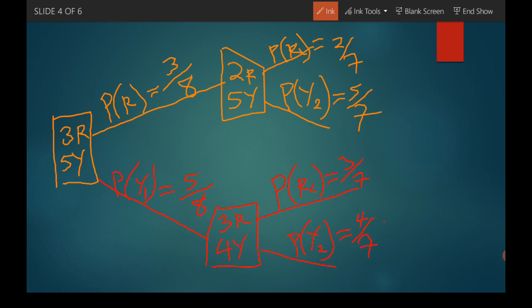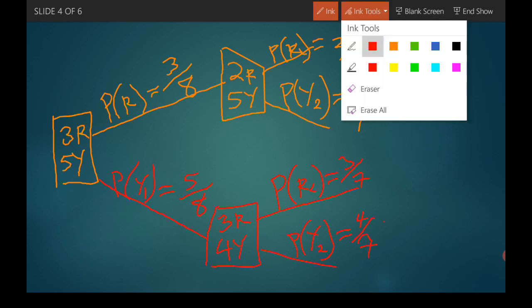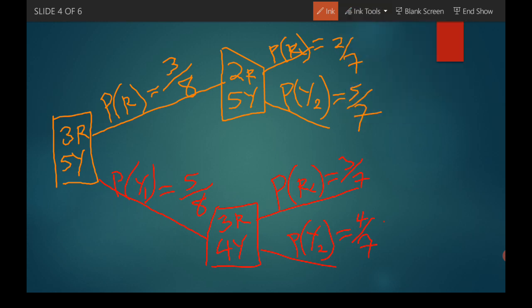Now, after doing this, the question was saying, what is the probability that 2 red balls are picked? Remember, you've picked 2 balls. So when you look at that diagram clearly, we can see that the 2 red balls are got when the first one was red and the second one was also red, like that.